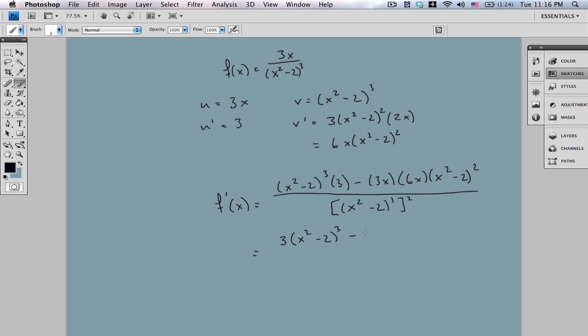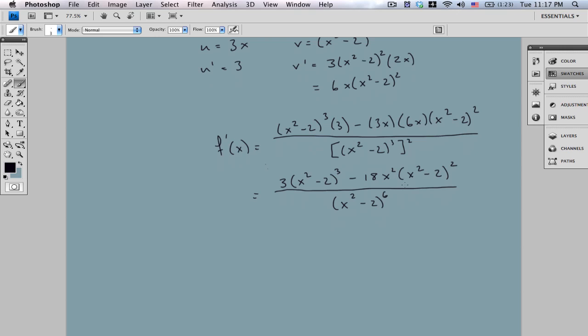So you've got 3 times 6, which is 18, x times x, which is x squared, and then we've got x squared minus 2 squared. And in the denominator, we've got something cubed and then squared. So if you've got something to a power and you raise it to another power, you multiply the two exponents together. So that'll give us 3 times 2, which is 6. Okay. And again, at this point you are done. This is the derivative. But the simpler that we get things, the easier it'll be to plug stuff in later on down the road. Okay, so I'll simplify a little bit more by doing the following.